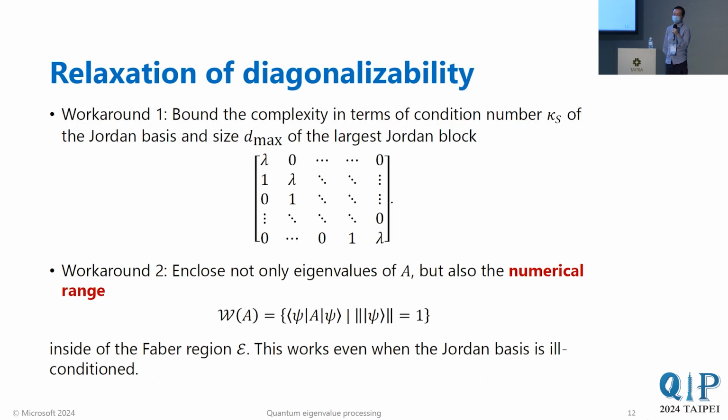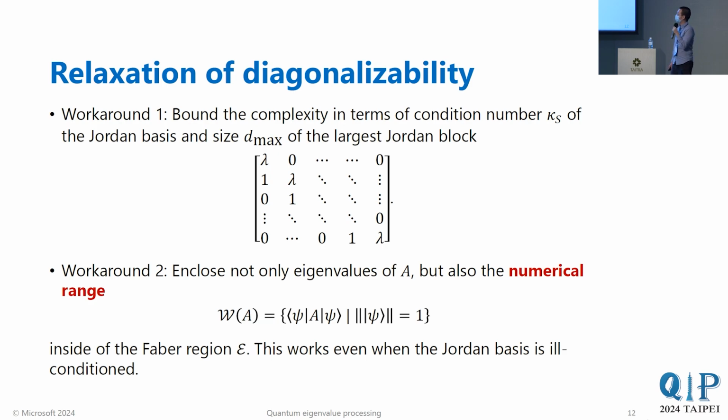Another assumption that I've made is about the diagonalizability of the matrix. I assume that the matrix is diagonalizable and have some condition number dependence. In general, matrices can have Jordan forms. In this case, the performance of the algorithm will depend on the Jordan condition number and also the size of the largest Jordan block. But sometimes these Jordan bases can be ill conditioned. So this kind of analysis may not be suitable for that case.